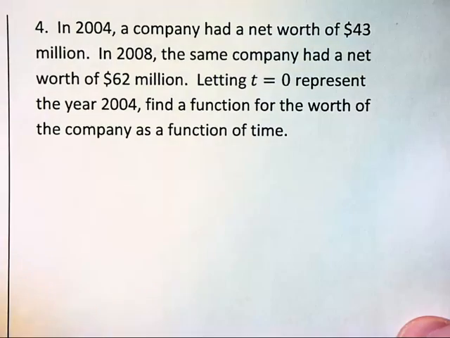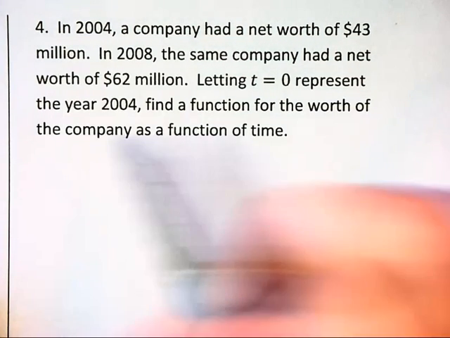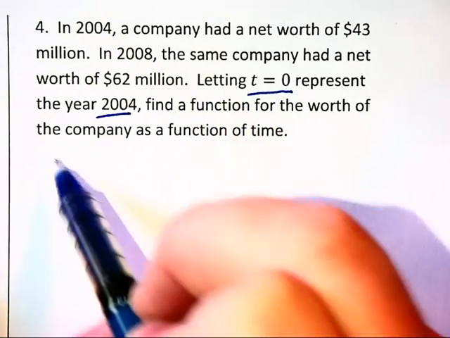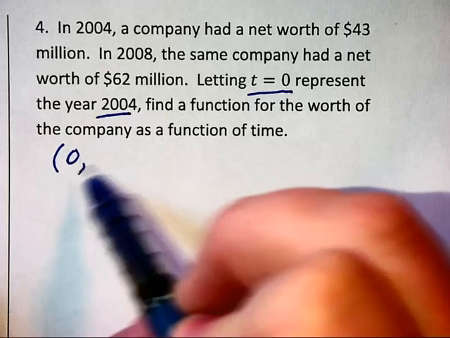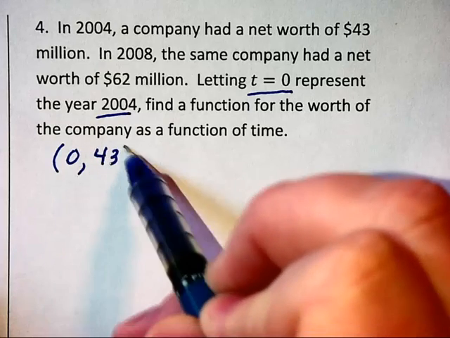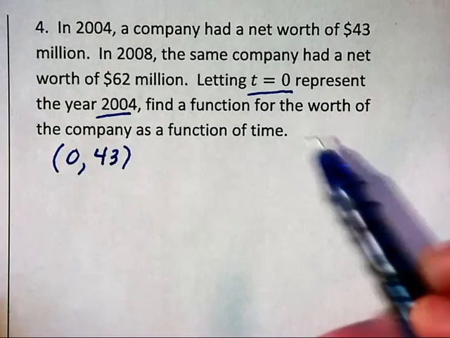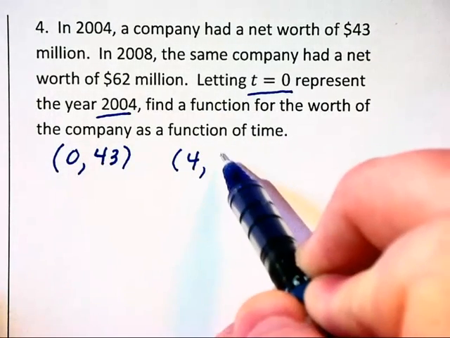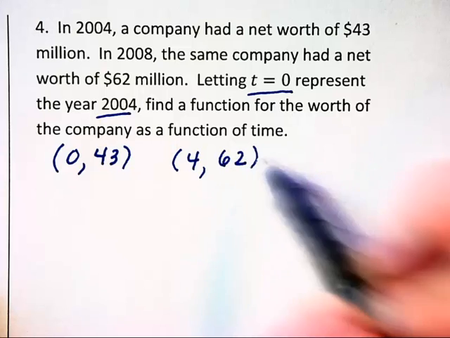In this word problem, in 2004, the net worth is 43 million. Since it tells us let t equal 0 represent the year 2004, we're going to say that our first point is (0, 43 million). In 2008, that is 4 years later, year 4, the net worth is 62 million.